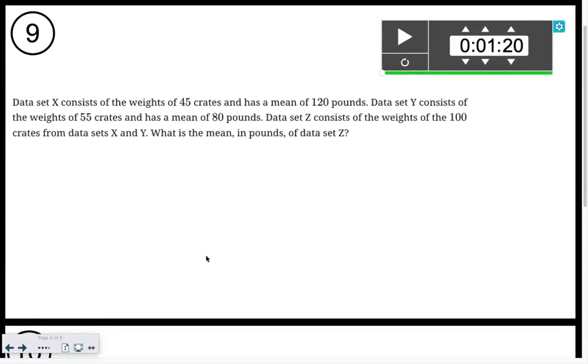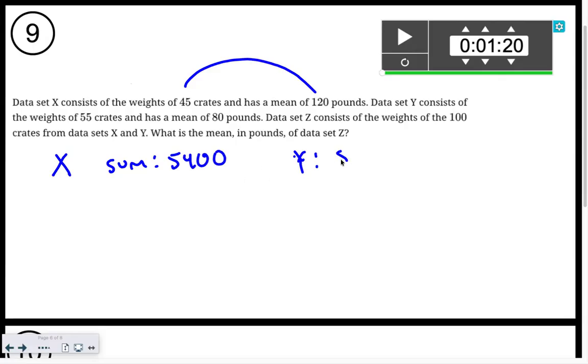Okay. So here we're going to do the sums as well. So for data set X, if you get good at this, you just say, okay, data set X, the sum is just multiplying these together. So 45 times 120 is 5,400. And then for Y, the sum is 55 times 80. So it's 4,400.